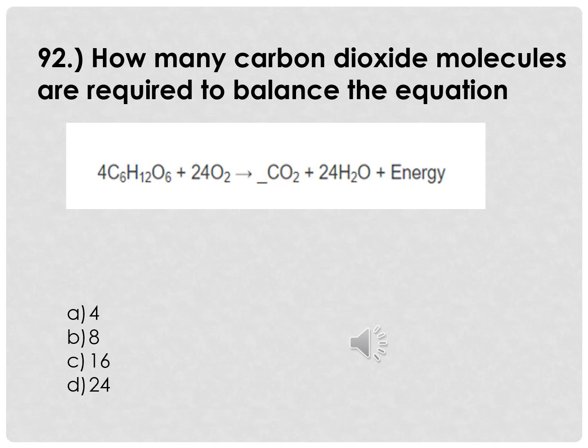On the left-hand side, we have 4 molecules of glucose, which is C6H12O6. Each of those 4 molecules has 6 carbons in them. So to find how many carbons, you just need to multiply 4 times 6. That gives you 24. So when we look on the right-hand side, we need to put a 24 in front of CO2 to give us 24 carbons on the right-hand side as well. Therefore, D is the correct answer, 24.